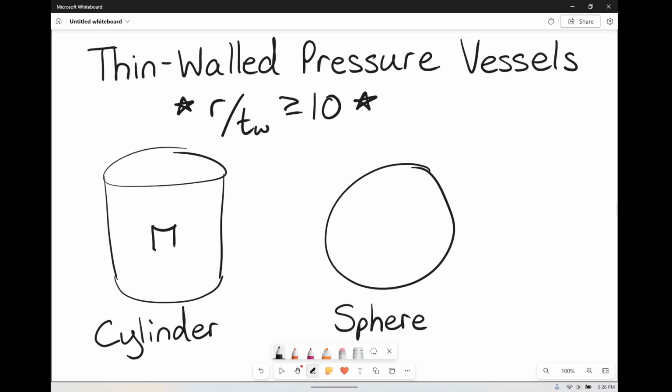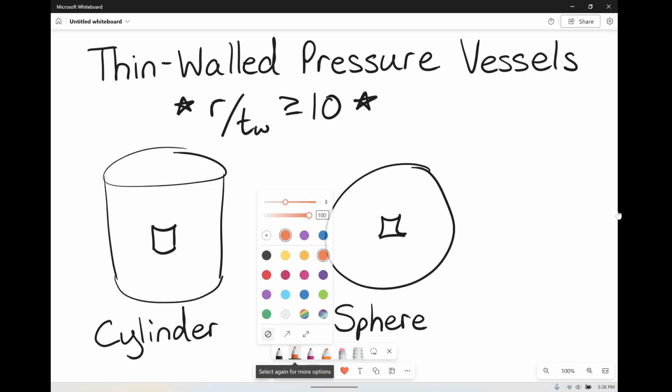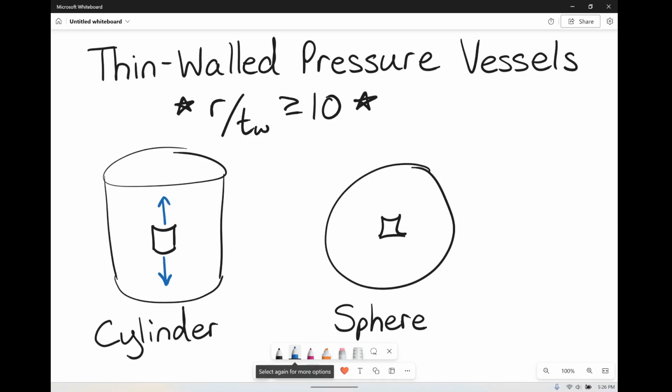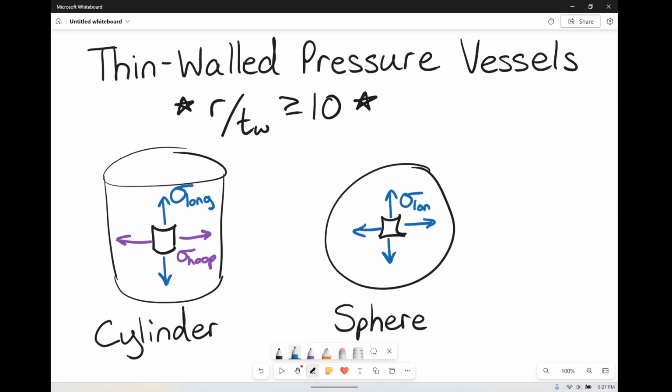So for a cylinder, technically we have two directions, and for a sphere, we have the same thing in all directions. So for our cylinder, we can go out in the longitudinal direction, and this is the longitudinal stress. We can also go around the circumference of the cylinder, which would be called our hoop stress. Now, of course, in a sphere, there's no such thing as hoop or longitudinal because it goes the same in every direction. And that stress is going to be the longitudinal stress.